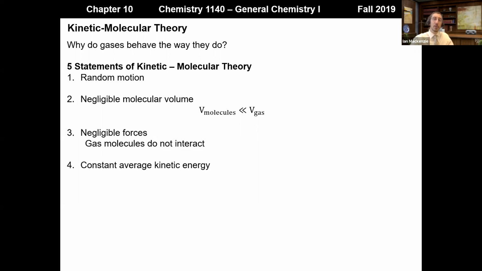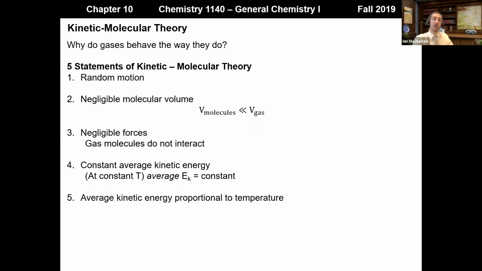The next 2 are ones we haven't really seen before, but this is constant average kinetic energy. It means that within a sample of a gas, the average kinetic energy, providing that the temperature is held constant, is constant. Now, the kinetic energy of individual gas molecules will change, but the average kinetic energy of the whole system does not change at a constant temperature. So at constant temperature, average kinetic energy is constant.